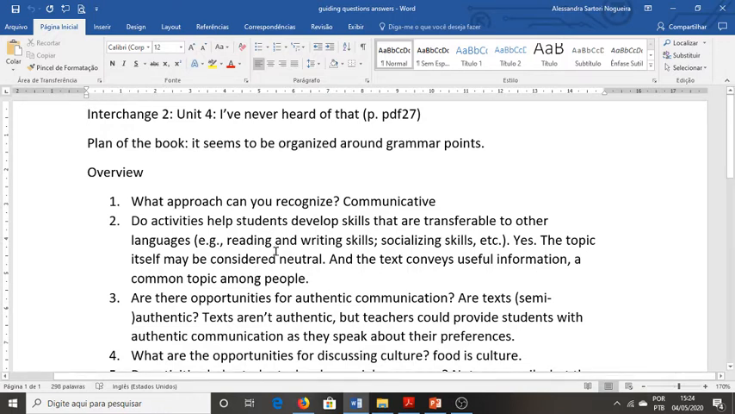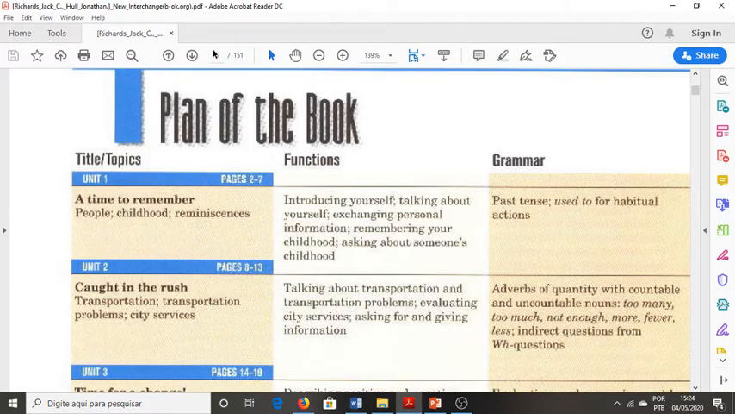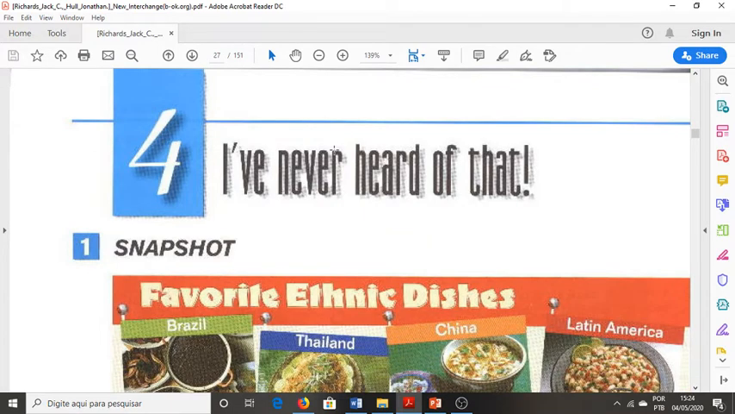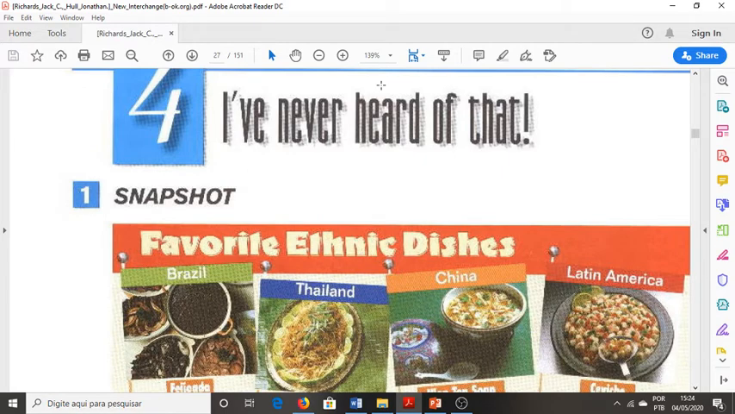Now, I answered this question. Let me show the book to you. It's Unit 4. Let me go to Unit 4 in the PDF file. Unit 4 is "I've never heard of that." The grammar point is "I've never heard." You see, it's present perfect. And the topic here mostly is food. And another grammar point is adverbs, I believe. I don't remember, I'm going to see later.